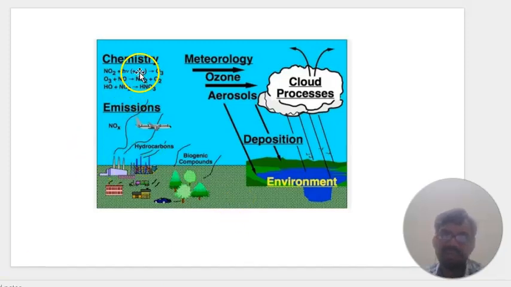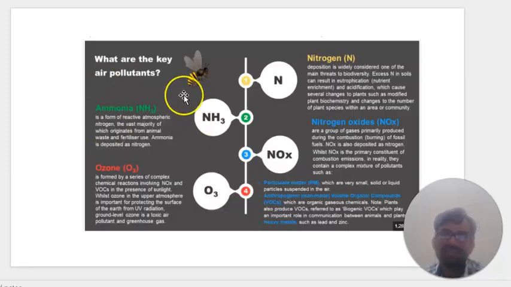And this is the chemistry that will happen: emission, meteorology, ozone erosion and deposition, and environmental components, cloud processing, as you can see here. And these are the key roles for air pollutants. Ammonia is one of the key pollutants for the air, along with ozone O3, nitrogen, and nitrogen oxide. These are the major key points for air pollution.